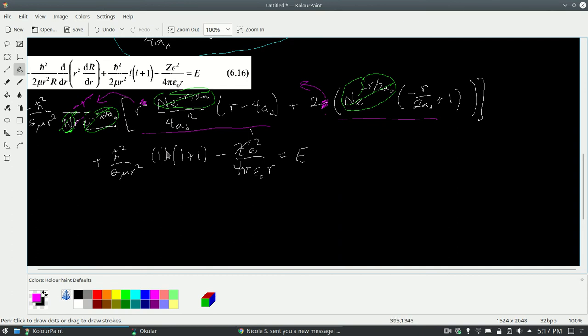So now what do I do? Oh, look at this. 1 plus 1 is 2. And I'll do this in orange. 1 plus 1 is 2. And I've got a 2 down here. So these 2's cancel. Okay, I have just cleaned the problem up a little bit.